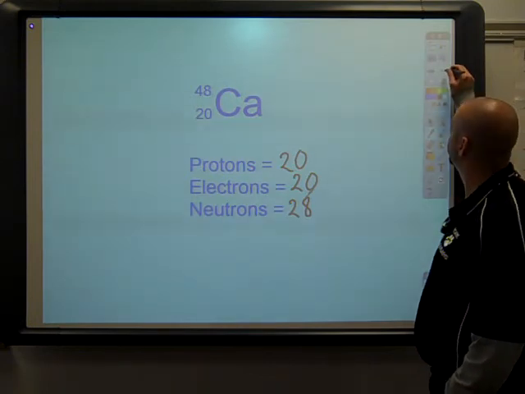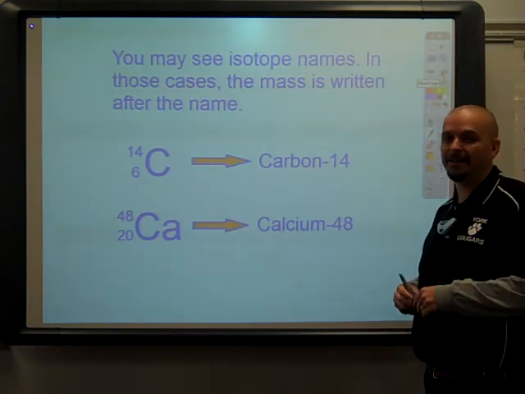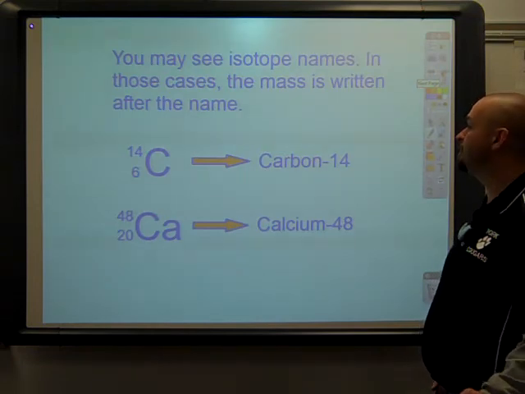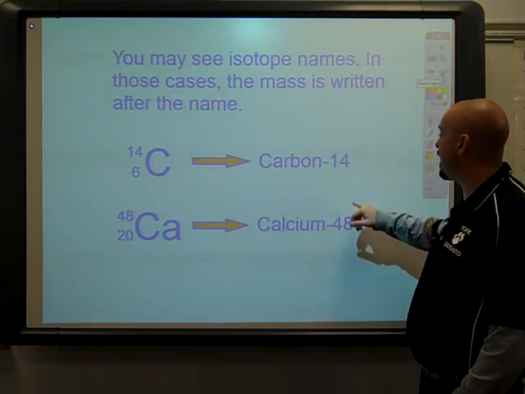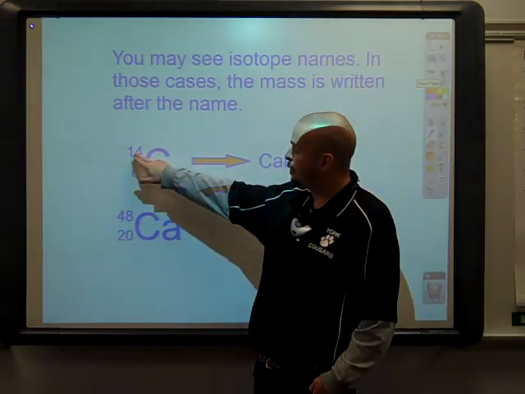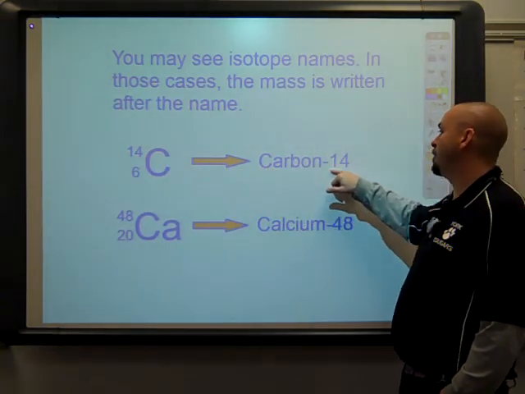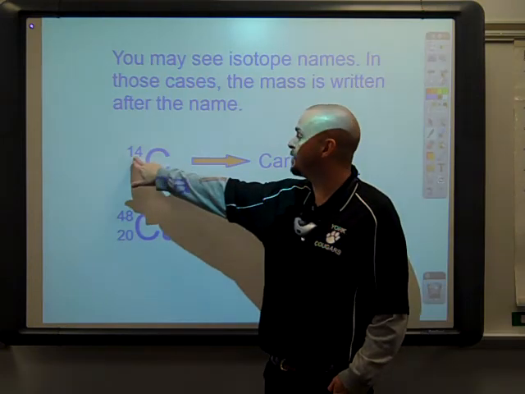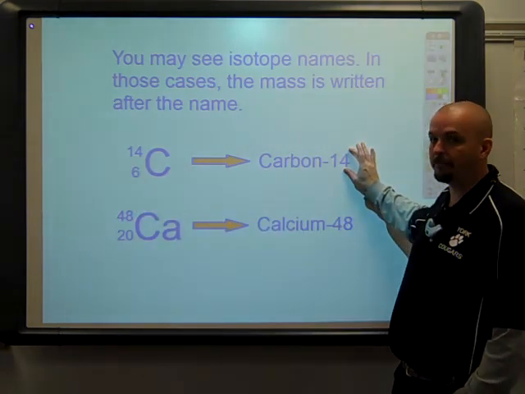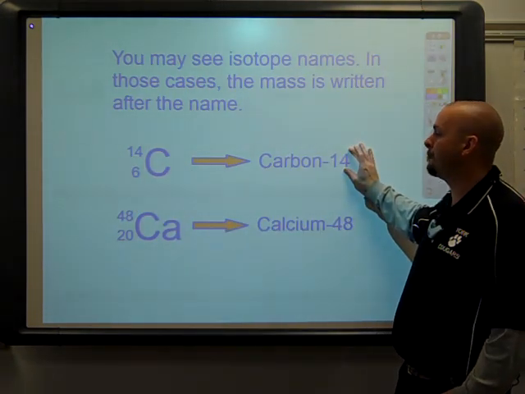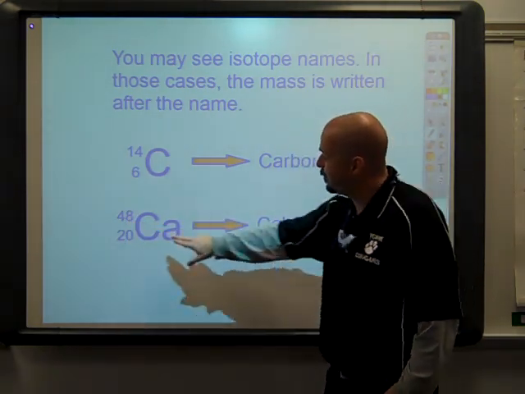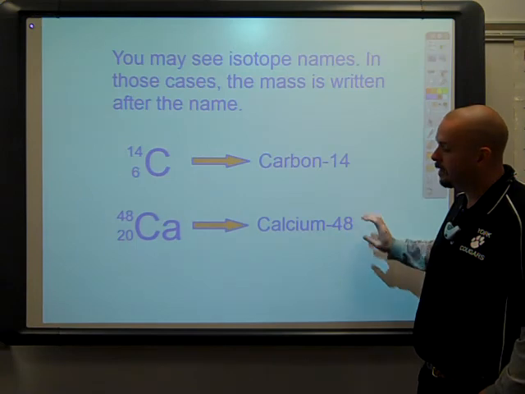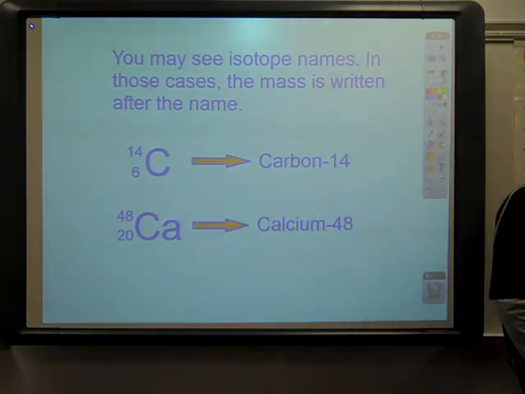One last thing, you might see isotope names. And the isotope name will also include that mass. This is carbon-14, so when we write the name, we write carbon-14. The mass is written after the name, so we know which one we're looking at. This is calcium-48. Again, when we write the name, we put that 48 on the end so that we know specifically which one we're talking about.